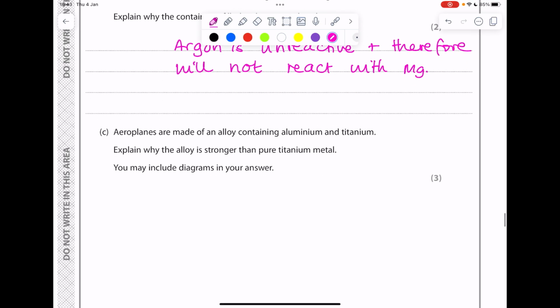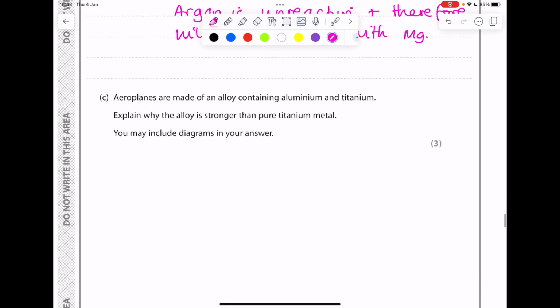Aeroplanes are made of an alloy containing aluminium and titanium. Explain why the alloy is stronger than pure titanium metal. So the thing about having an alloy is because you've got multiple elements, it means that the atoms will be different sizes, which means that will distort the layers, meaning that the layers won't slide over each other as easily, therefore meaning that your metal's harder.